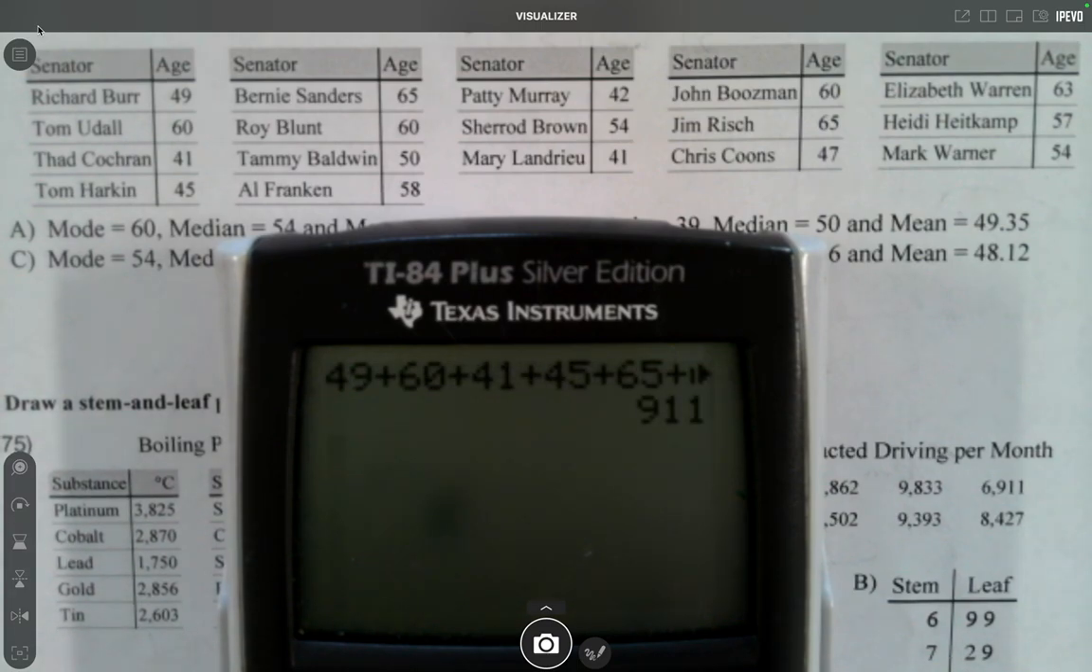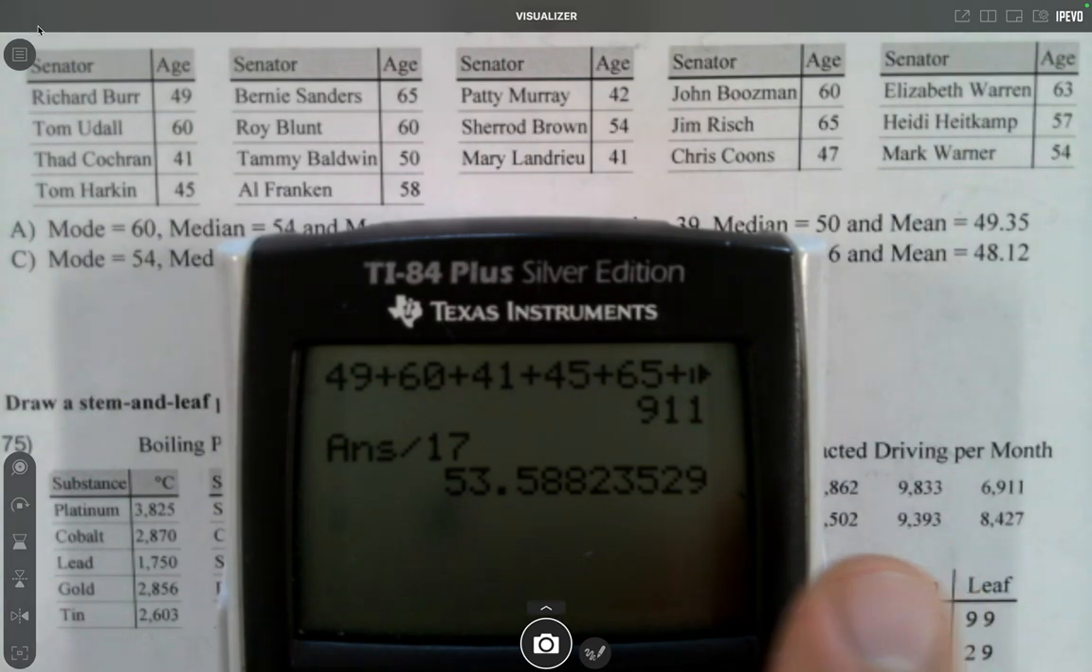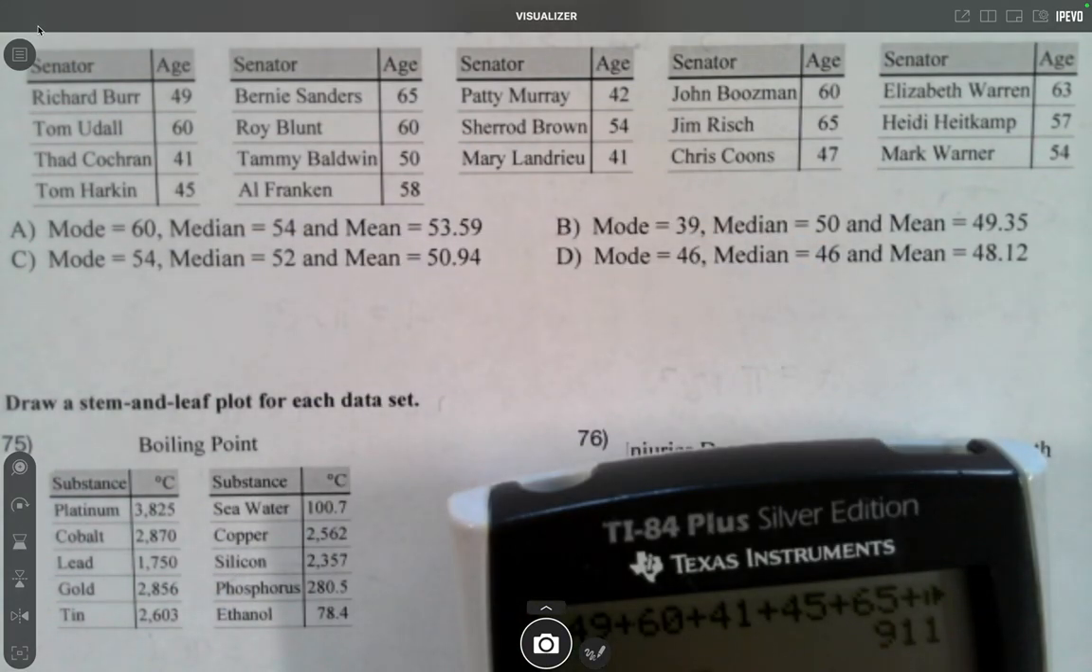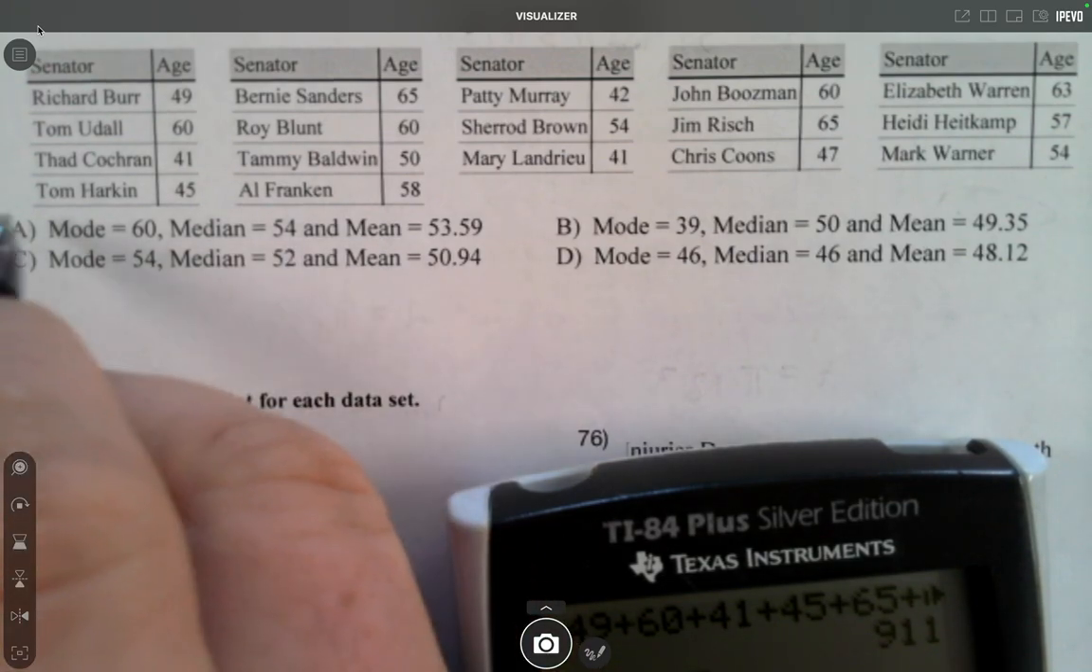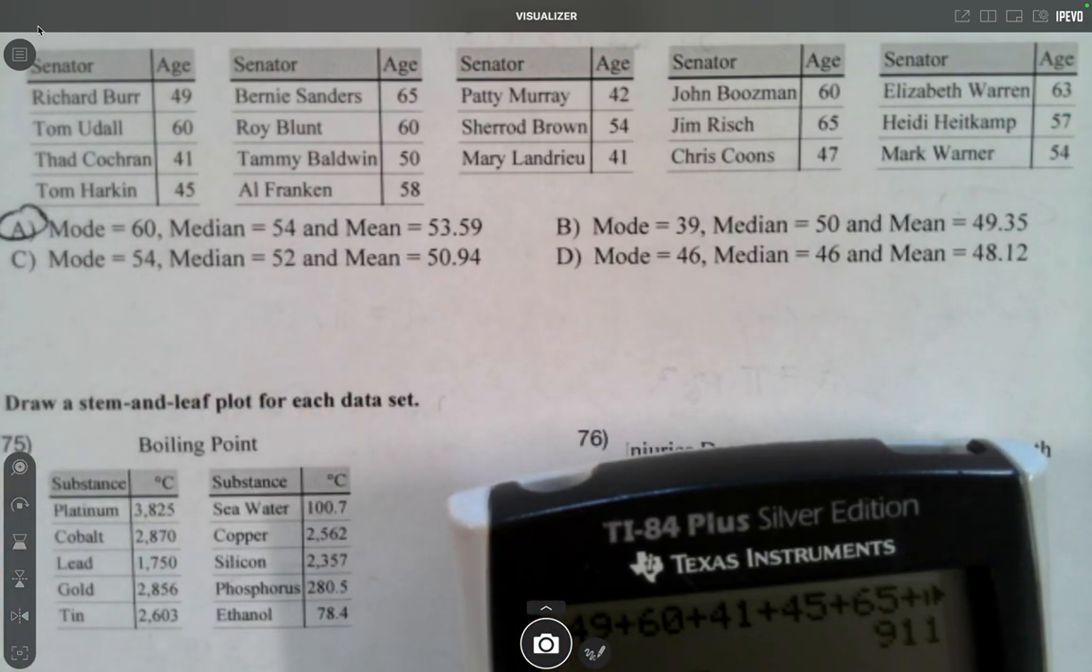Okay, so total in age for all these senators is 911. We divide by the 17 of them we have. We get a mean of 53.6 or 53.59. And so that means A is our answer, mean of 53.59.